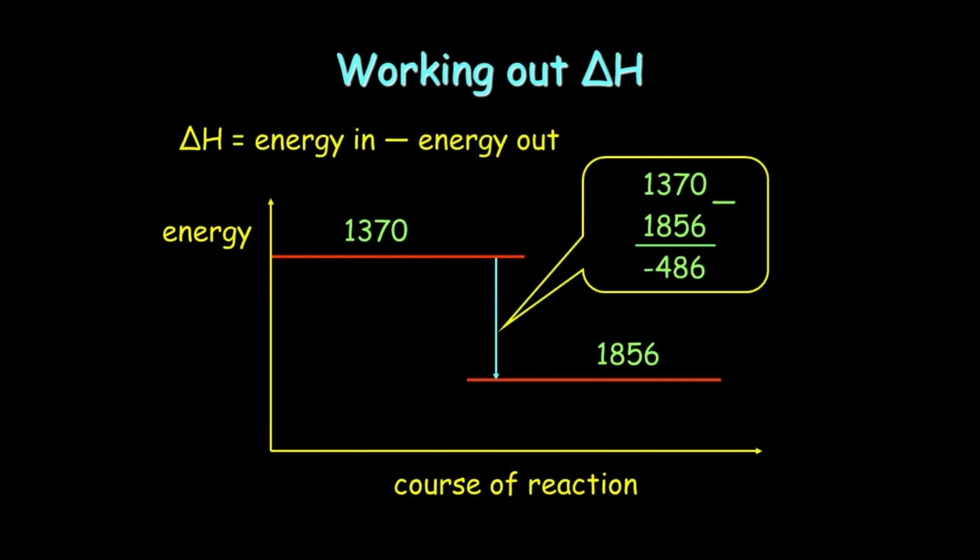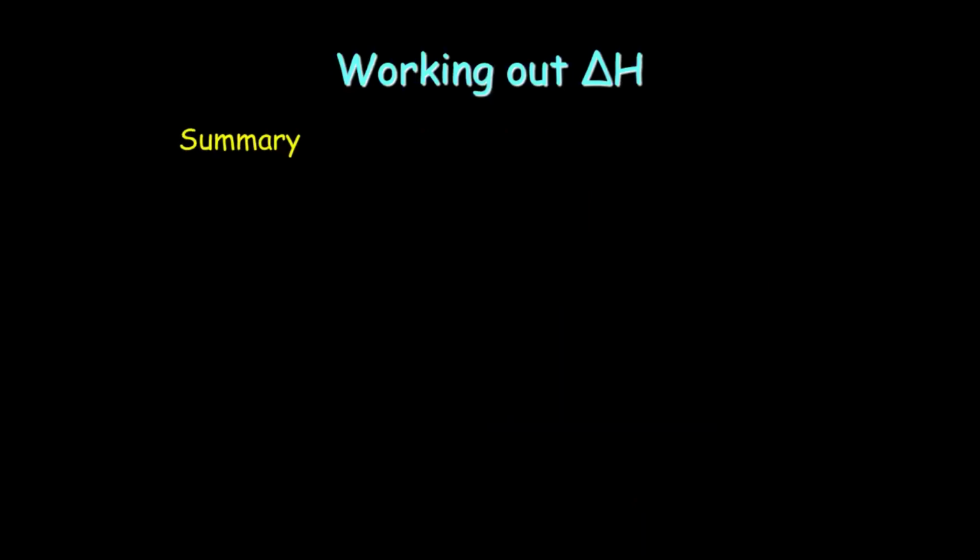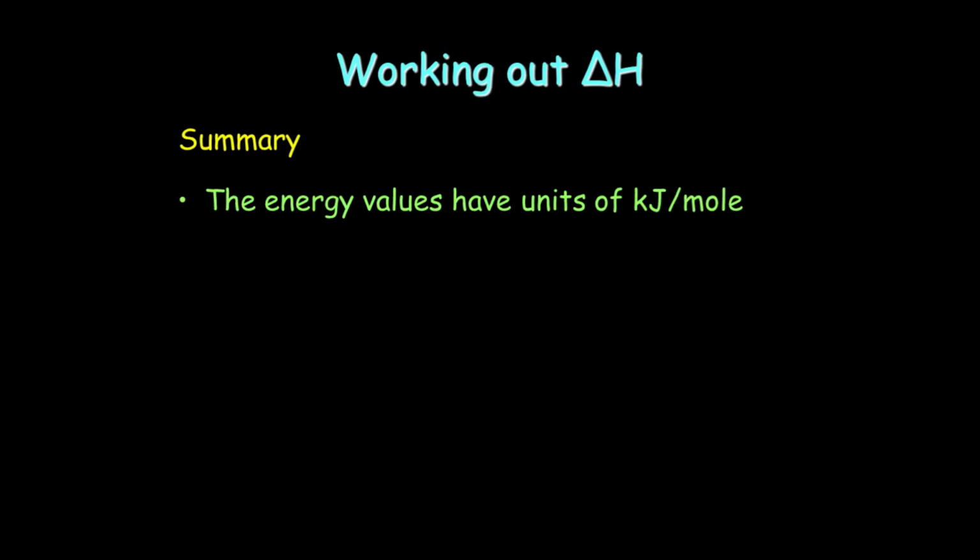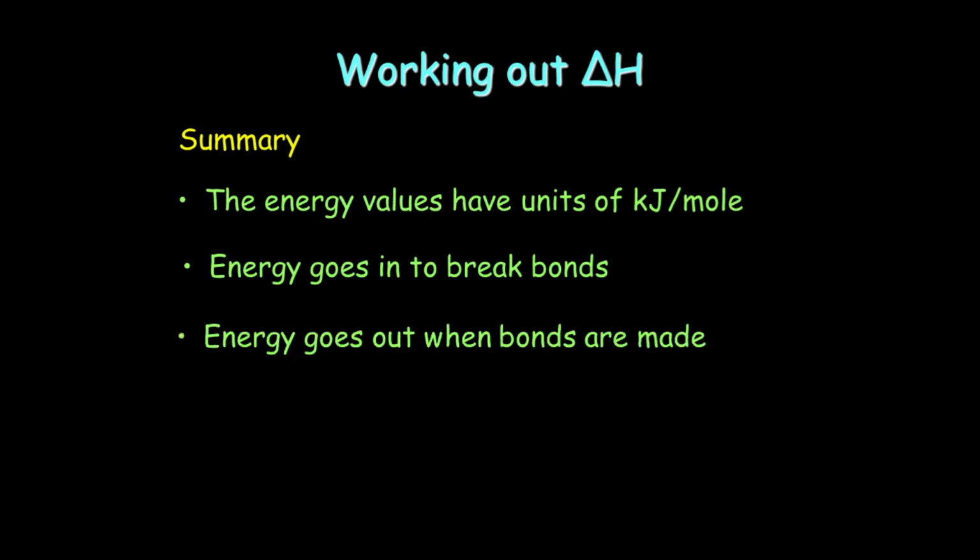So we just subtract the value. It is minus 486 kilojoule per mole for water molecule, right? Okay, so the energy values have units of kilojoule per mole. Energy goes in to break the bond, and energy goes out when the bonds are made, right? And delta H is energy in minus energy out. So this is the way how we do it.